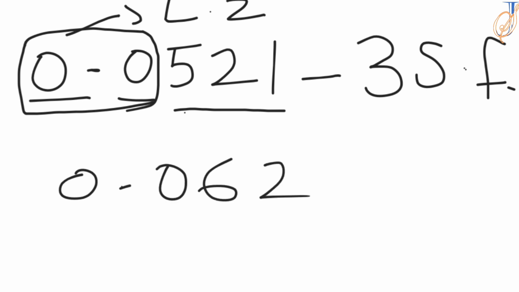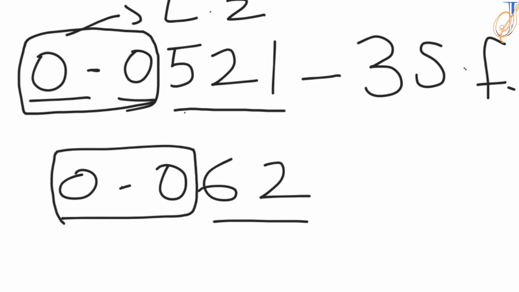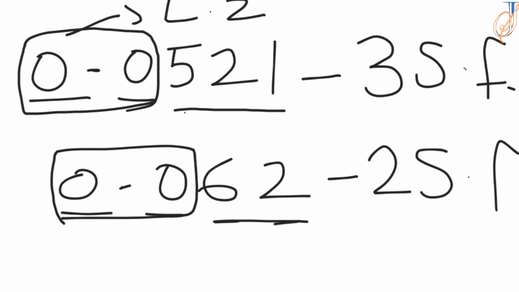0.062. So this is your number. In front of it you have zeros. This is called leading zeros. So leading zeros are not significant. So you should not count these two zeros. You have to count only non-zero numbers. So 0.062 has 2 significant figures.